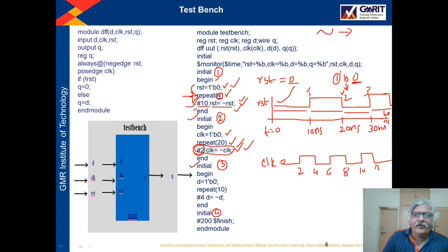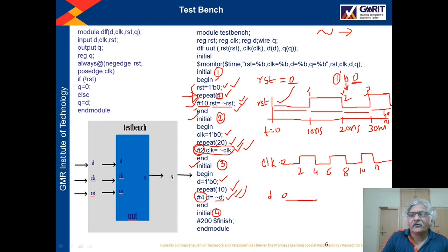What I have done here: D is equal to 0. So with this, the value of D will be 0. Then repeat 10, hash 4 D is equal to negate D. So what will happen? 10 times this statement is executed. And what is this statement? Assign the negate value, meaning complement value, to D after the delay of 4 unit time.